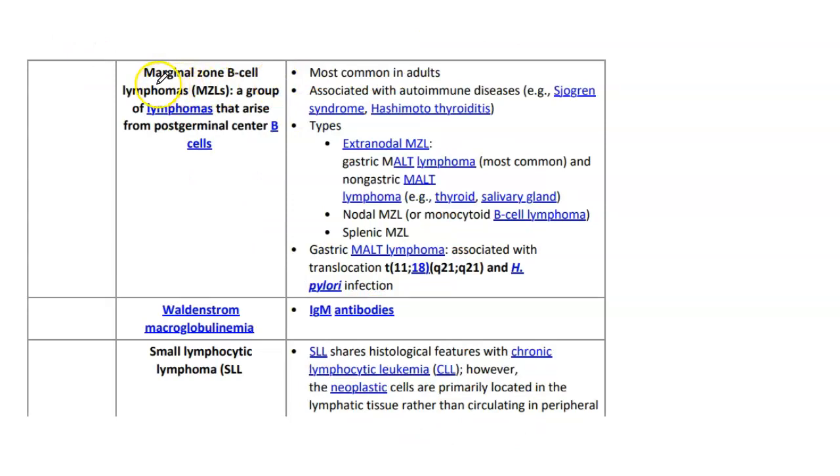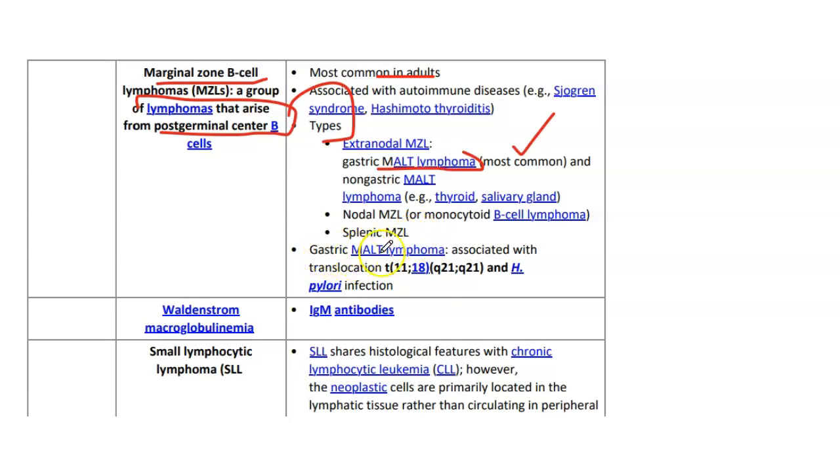The third type of low-grade lymphoma is marginal zone B cell lymphoma, which is a group of lymphomas that arise from post-germinal center B cells, most common in adults, associated with autoimmune diseases. So we have extranodal, nodal, and splenic. Extranodal: gastric MALT lymphoma is most common, and non-gastric MALT lymphomas, for example, thyroid and salivary glands. Nodal is monocytoid B cell lymphoma, and then splenic.